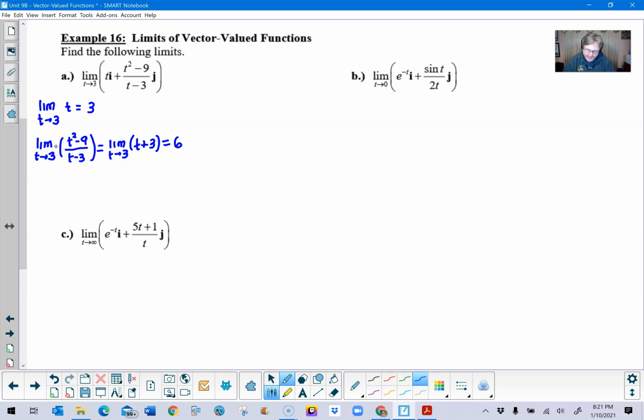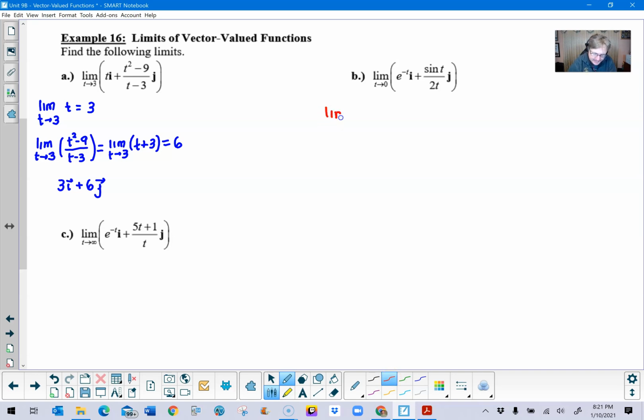So because we have an answer for both of our limits, we can just toss both back in as the components of the i and j. Now understand it's perfectly acceptable if you want to use the vector bracket notation and say 3 comma 6 in that regard. Let's take a look at part B.